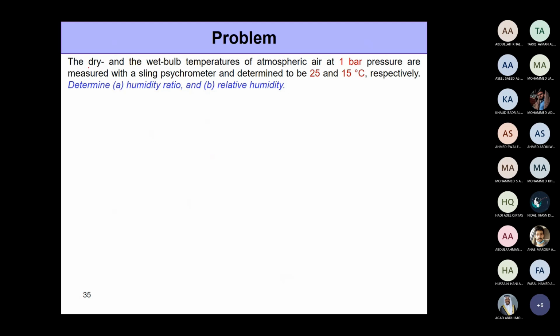Here we have this problem. It says the dry and the wet bulb temperatures of atmospheric air at 1 bar. So the pressure of atmospheric air is given, and the pressure is basically the partial pressure of dry air plus partial pressure of water vapor. Now the sum of these two pressures is 1 bar. That is what the question mentions.